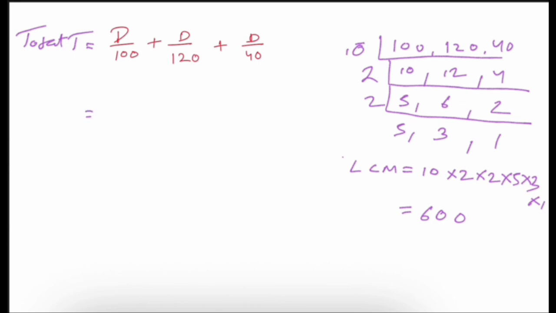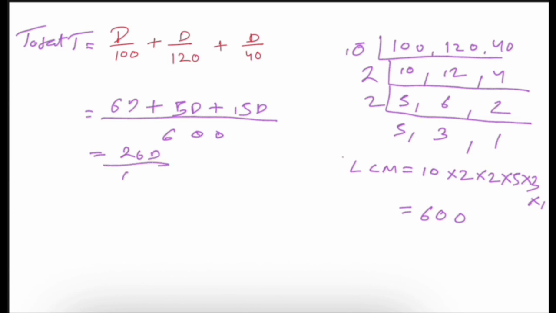Now this will change to 600, and this will be 6D plus 5D plus 15D. And this, if we add, will become 26D by 600. And we can cut this with 2, so this is 13 and this is 300. So the total time is equal to 13D divided by 300.